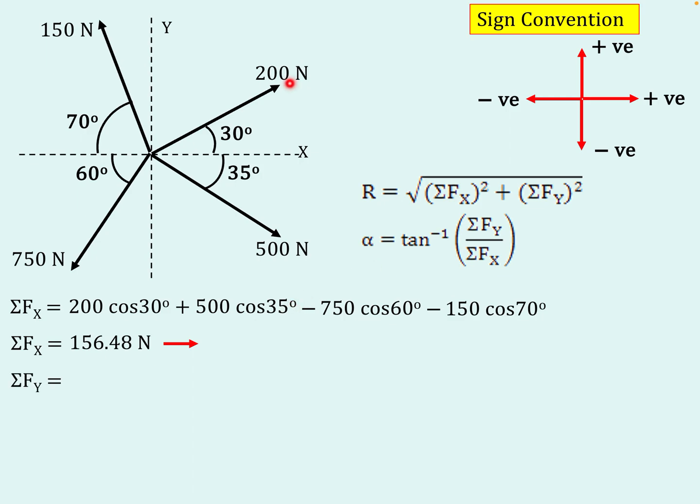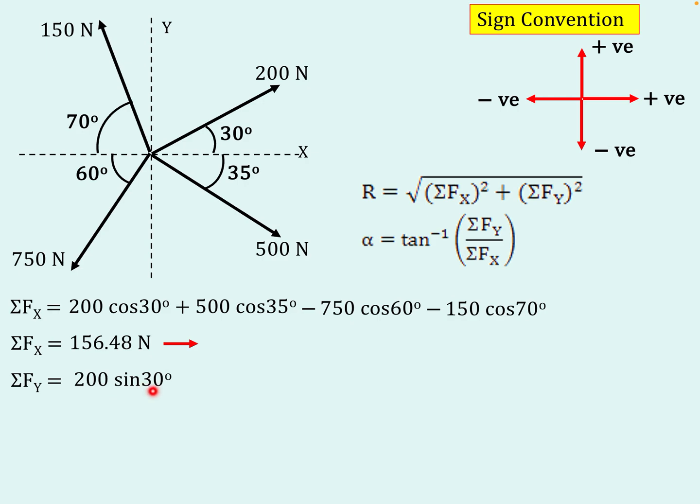Now the first force in the same order, the 200 newton force, its y component is upward. The 500 newton force, its y component is downward. The 750 newton force, its y component is downward. The 150 newton force, its y component is upward. With that, we start with 200 sin 30, because we are always measuring the angle made by the force with the x-axis.